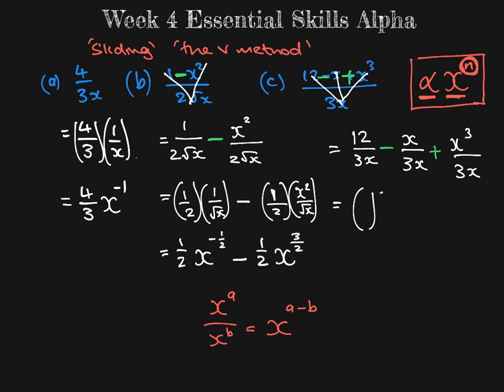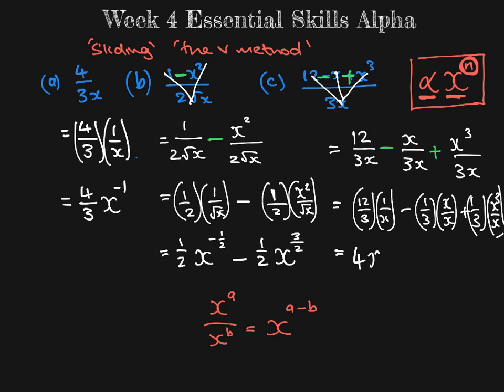So sliding things around, we've got 12 over 3, 1 over x, minus 1 over 3, x over x, plus 1 over 3, x cubed over x. Just squash that in there. So 12 divided by 3, that's 4. x is underneath the fraction, so its power is -1 to show that it was underneath. Then minus a third. Now x divided by x is just 1, so a third times 1 is a third, so that's that term done.